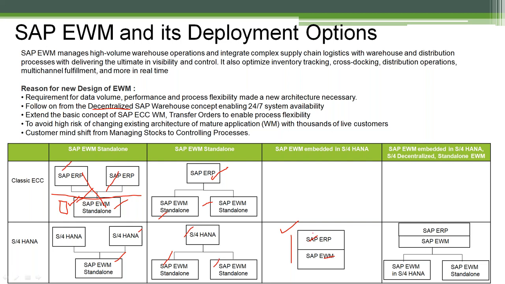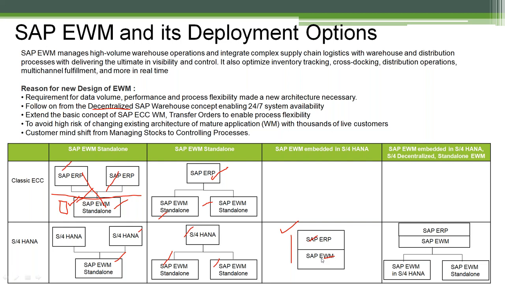So coming back to the 1909. SAP's focus has been in S4HANA, so we see a lot of changes being done here in the S4HANA system. The whole idea of S4HANA is to simplify the process. There are new transactions and a new UI provided in EWM. So it's better to execute the process through this new UI, new transactions, and the standard processes that SAP has provided us in S4HANA.